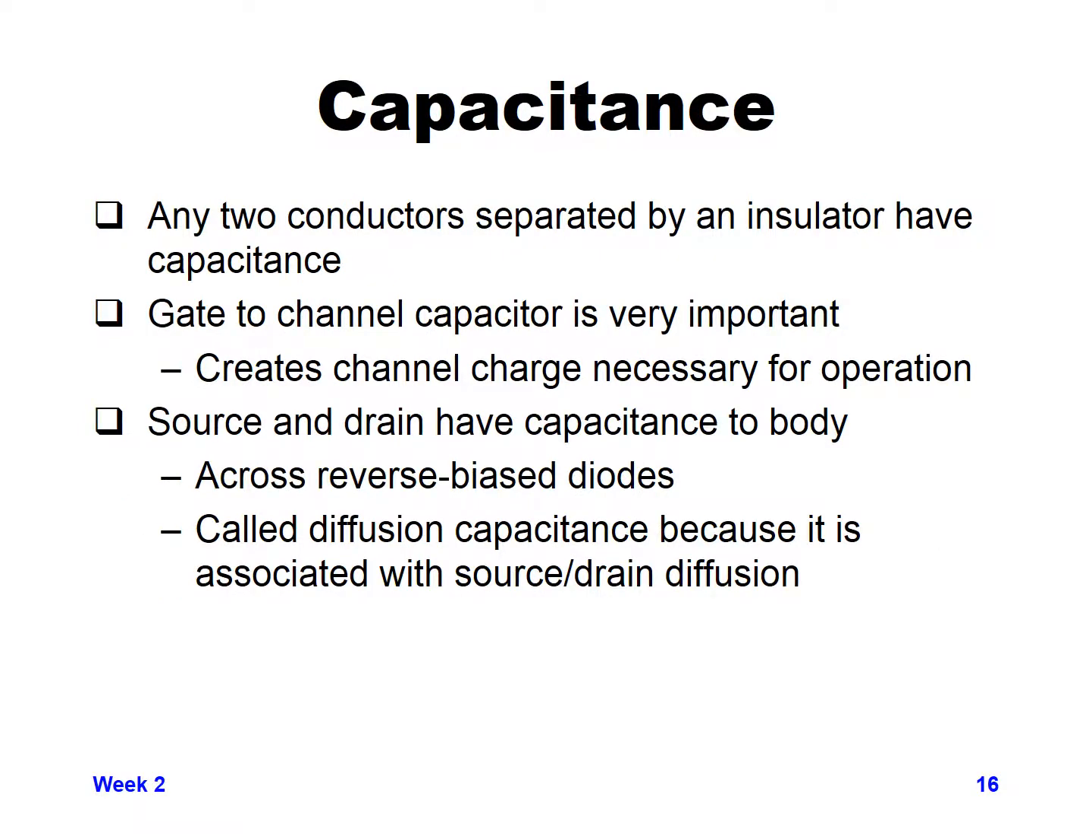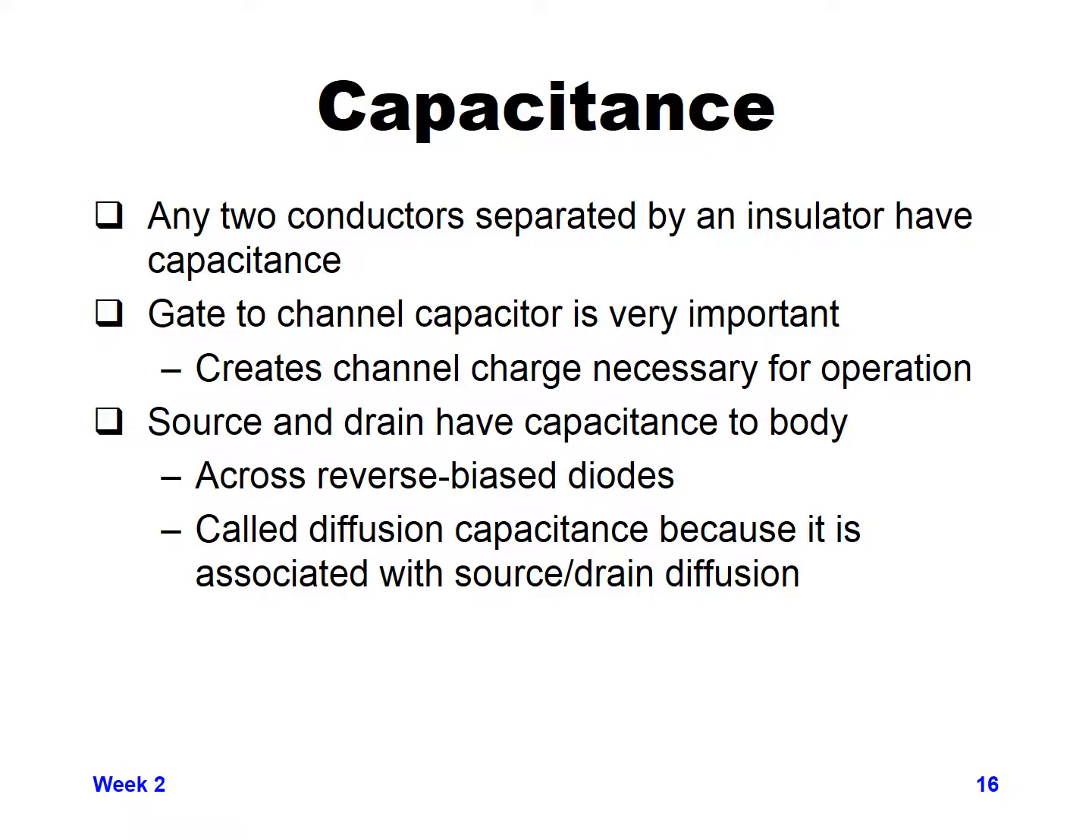So let's talk a little bit more detail about capacitance. Any two conductors that are separated by an insulator have capacitance. In our MOS transistors, the gate to channel capacitor is obviously very important.